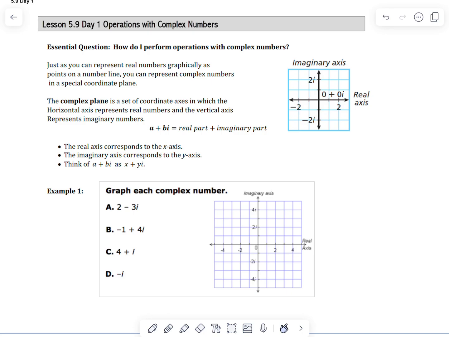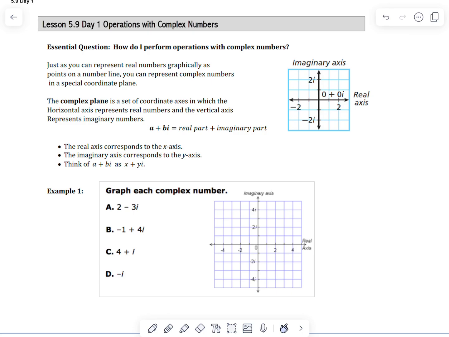All right, this topic is operations with complex numbers. Just as you can represent real numbers graphically with points on a number line, you can also represent complex numbers in a coordinate plane. The complex plane is a set of coordinate axes in which the horizontal axis represents the real numbers and the vertical axis represents the imaginary numbers.